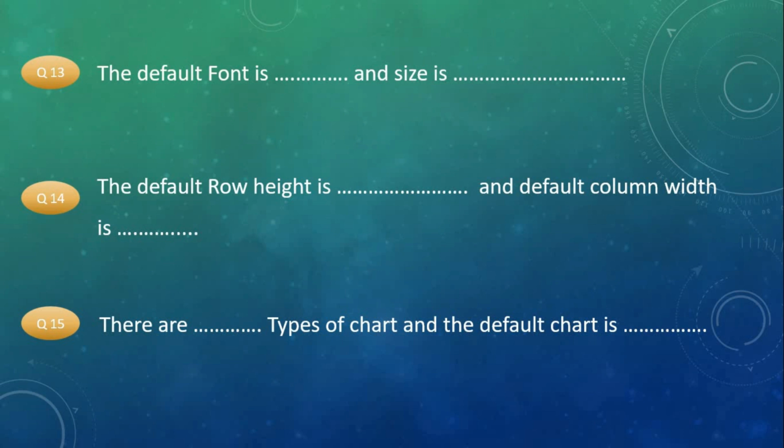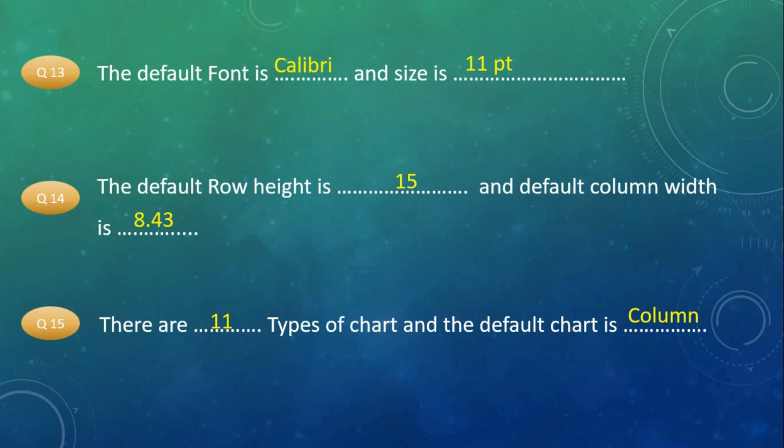The answer for these questions: the default font is Calibri and size is 11 point. The default row height is 15 and the default column width is 8.43. There are 11 types of charts and the default chart is column chart.